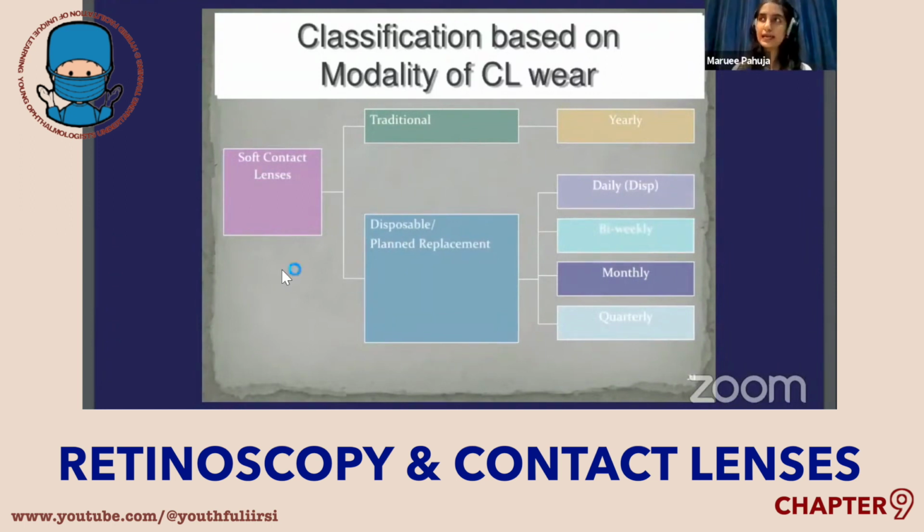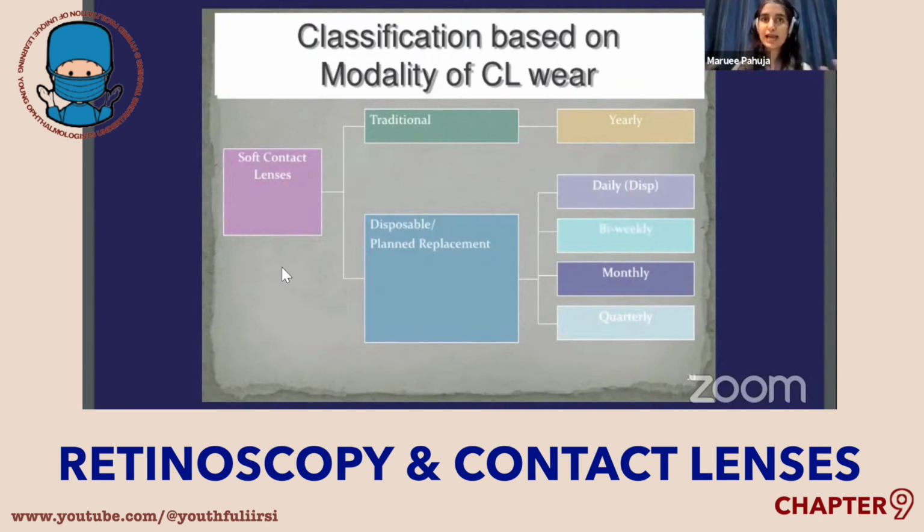Now, yearly lenses, I do not really advise people to use yearly lenses simply because over a period of time, there's a lot of warpage of the lens, and deposits on the lens, which can lead to further complications. And because there has been so much advancement in technology, why not use the better lenses like quarterly lenses, monthly lenses, bi-weekly lenses, or daily disposable lenses? The healthiest form of lenses would be a daily disposable lens, but they happen to be more expensive.